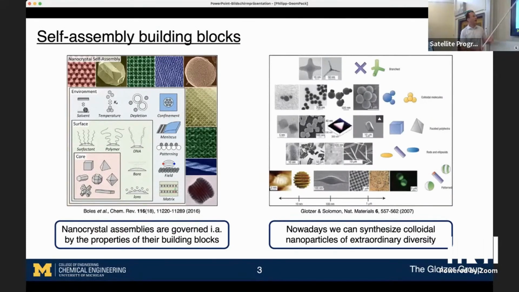You can then add ligands or DNA to the surface, as we saw in the previous talk. And then, of course, you can think about, for example, this temperature protocol as an external way of creating different kinds of crystal structures. You can also think about them on surfaces and so on and so forth, and you can get a lot of different crystal structures based on them.